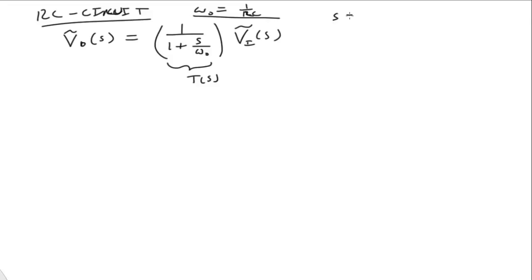All right, so now what we're going to do is exactly what we said: if I take S equal to i omega, now we've changed variables here. We've now allowed S to be a complex number, in this case a pure imaginary number. We can write that down as follows: V out of i omega is equal to 1 over 1 plus i omega over omega naught times V in of i omega.